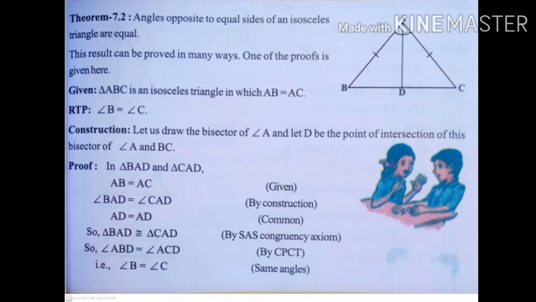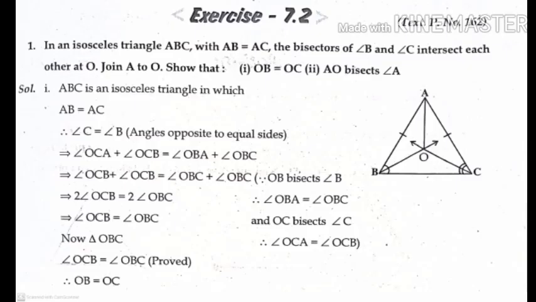From this theorem onwards we learn that angles opposite to equal sides are equal, and also that the sides opposite to equal angles of a triangle are equal. Let us start the exercise 7.2 problems.